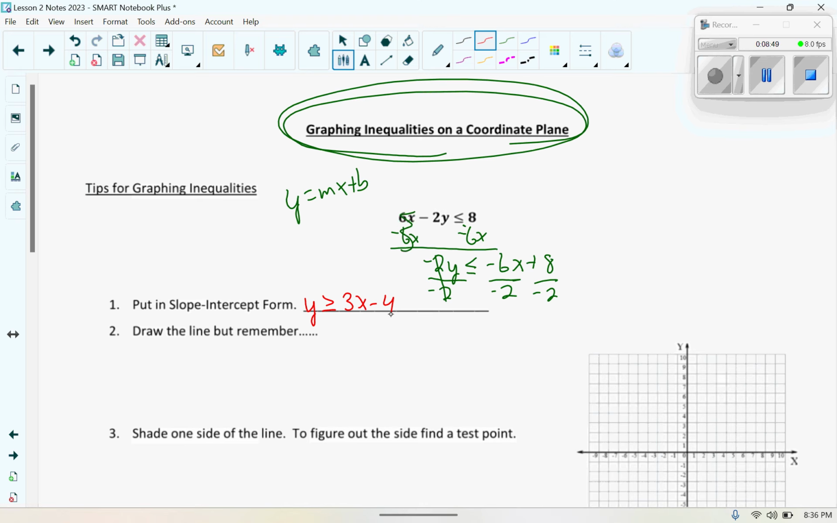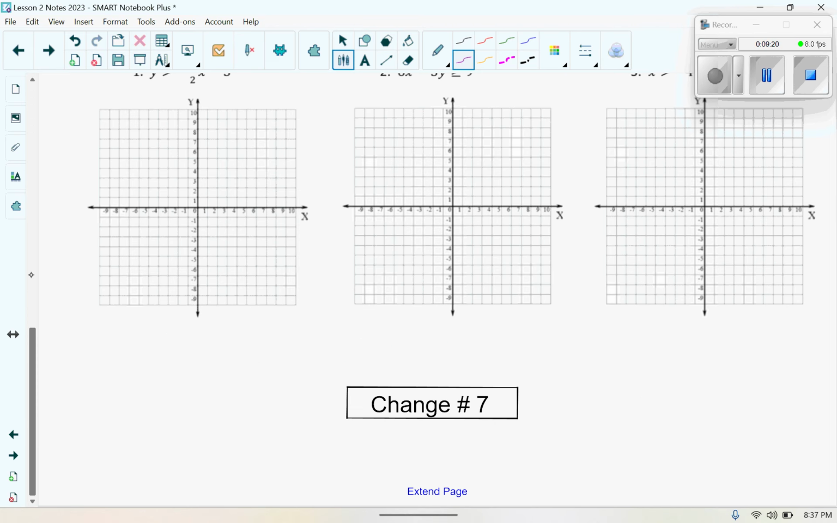Okay, so we're going to treat this just like graphing a line. But if we have a less than or equal to or greater than or equal to, we're going to have a solid line. If there is no equal to, so it looks like that, we're going to have a dotted line. So that's something that you need to remember. Also, you have to shade either one side or the other. We're going to talk about how to do that in a second.